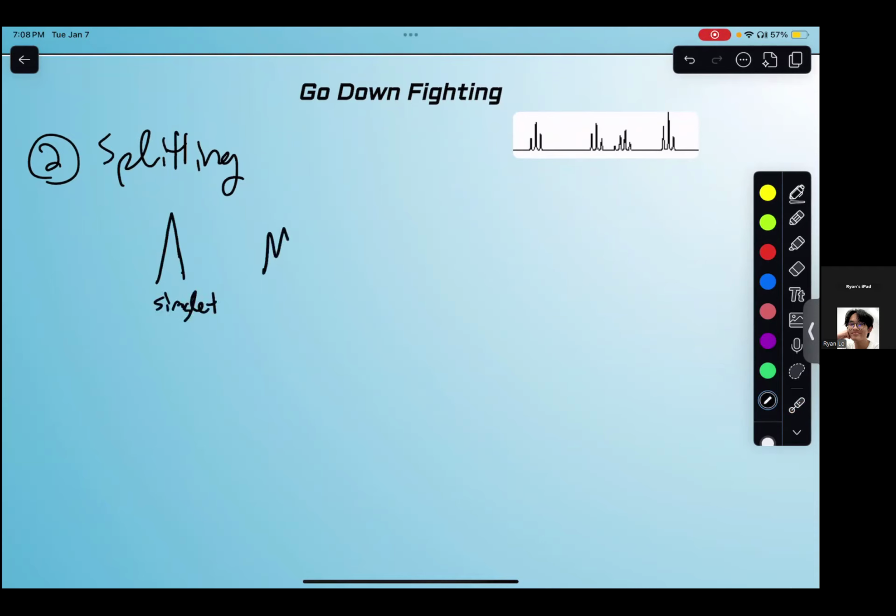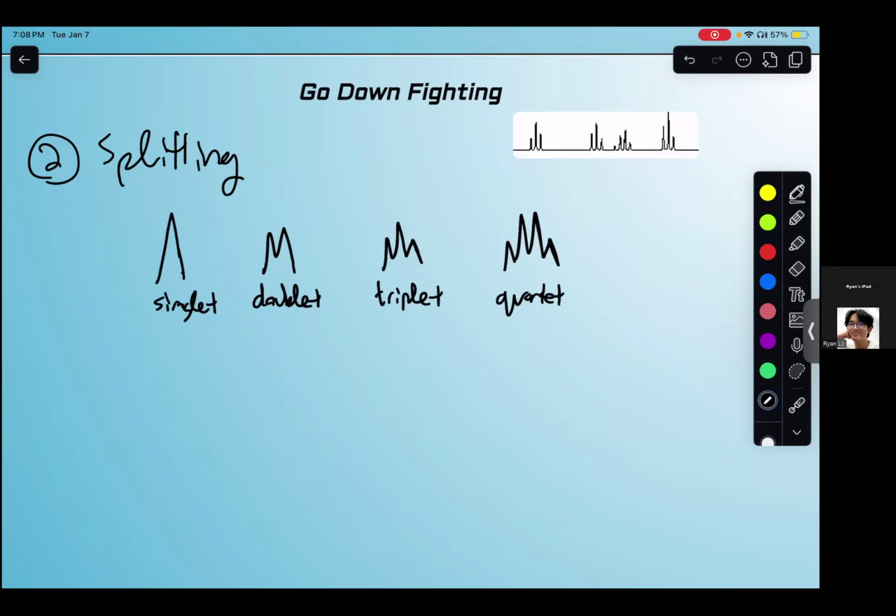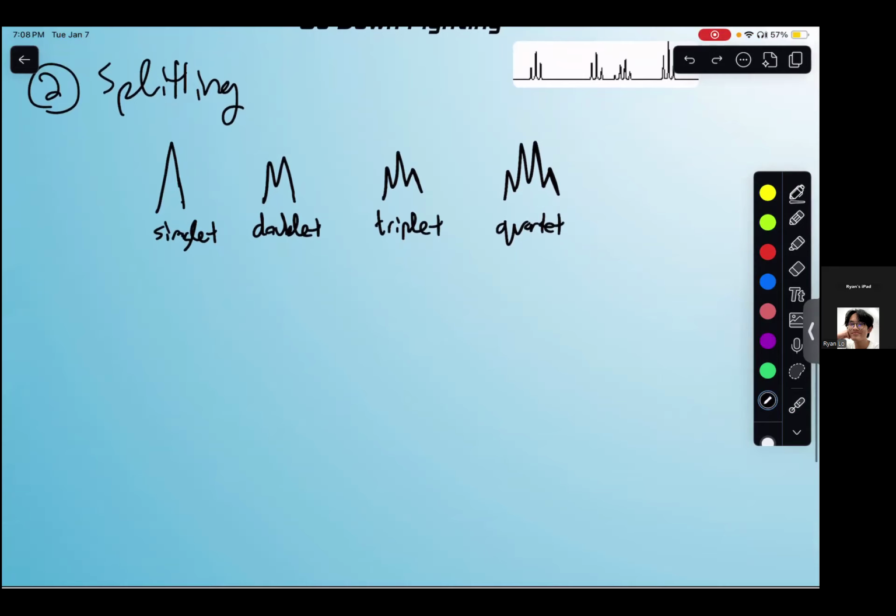And these all follow a very conventional naming scheme. So you have a doublet here, and you can have a triplet here, and you have a quartet. And then you can go on with the quintet, sextet, septet. I think I know my numbers. And then it just keeps on going, and some signals are just a bunch of spikes and you can't even tell what it is. But for the most part, I think 80%, 90% of what you're going to be dealing with is going to be singlets, doublets, triplets, and quartets. All right, cool.